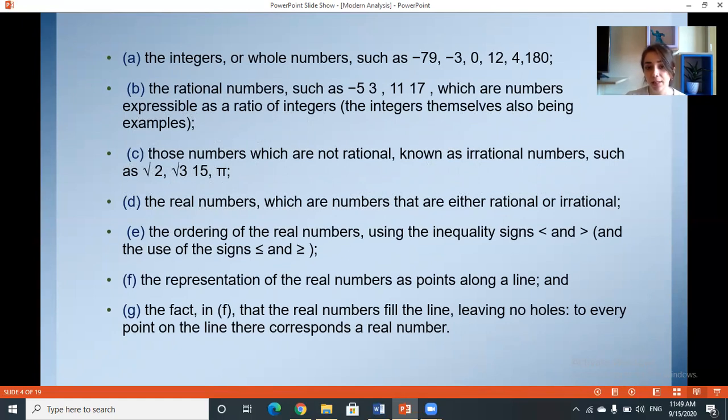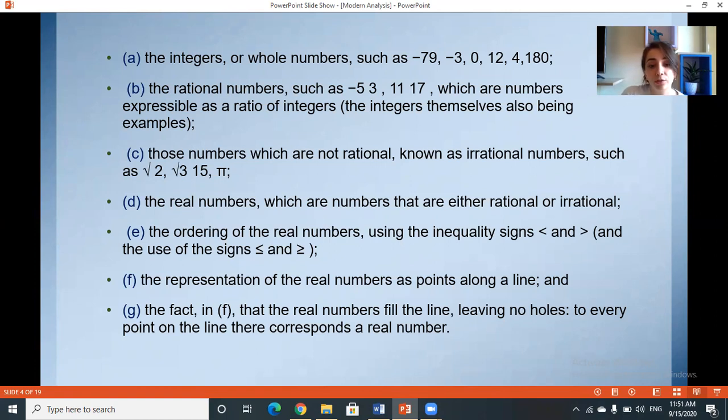In particular, we assume familiarity with integers or whole numbers, such as negative 79, negative 3, 0, 12, and etc. The rational numbers, such as minus 5, 3, 11, 17, and etc., are expressible as a ratio of integers. Those numbers which are not rational are called irrational numbers. Okay, and real numbers are numbers that are either rational numbers or irrational numbers.